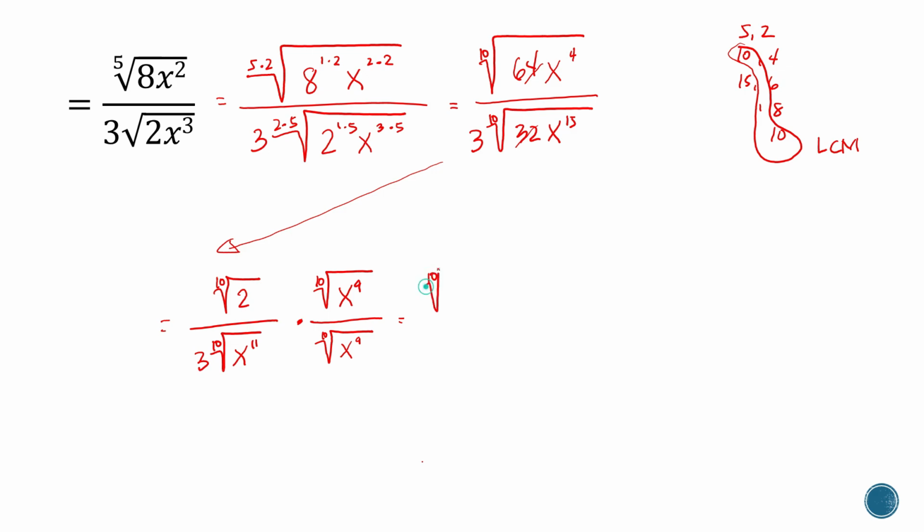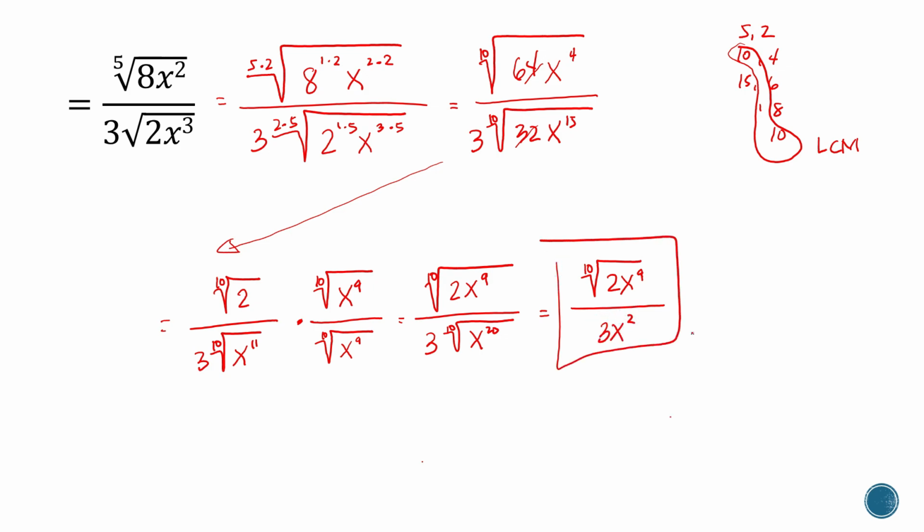So the answer here is going to be the 10th root of 2x raised to 9 over 3 the 10th root of x raised to 20. And now we can simplify the denominator. So to do that, we just need to divide 20 and 10. That's positive 2. So this is 3x squared without the radical sign. All right. Let's go to the last example.